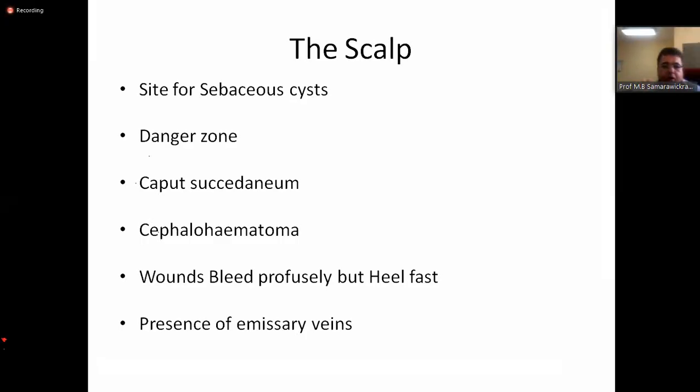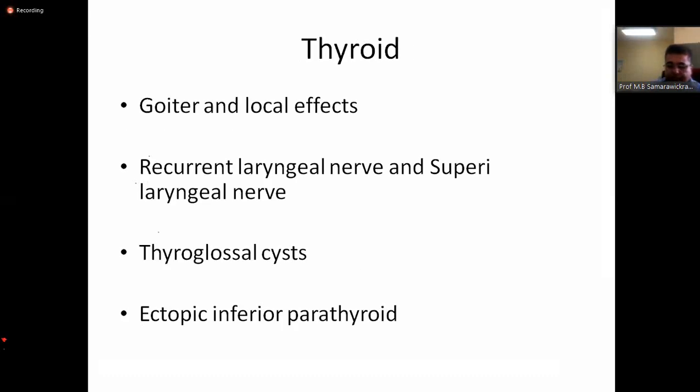And you should know the anatomical basis for why scalp wounds bleed profusely: the scalp has a rich blood supply with rich anastomosis, and it is supplied by both external and internal carotid arteries. Right. Because it has a good blood supply, it heals fast. Right. And emissary veins connect the extracranial and intracranial veins, and that results in spread of infection from the scalp into the brain and the meninges.